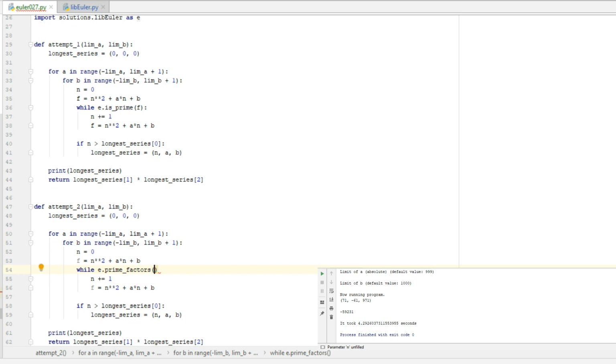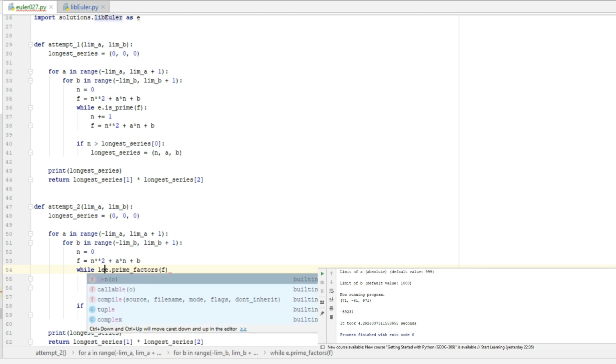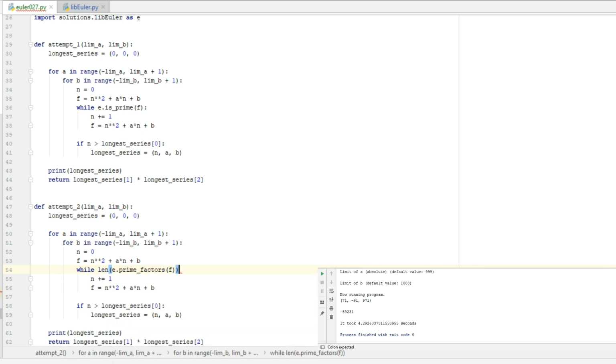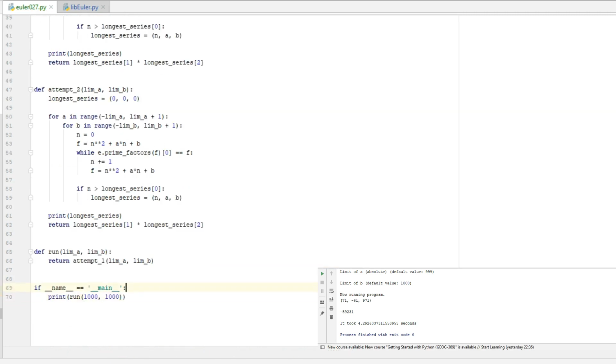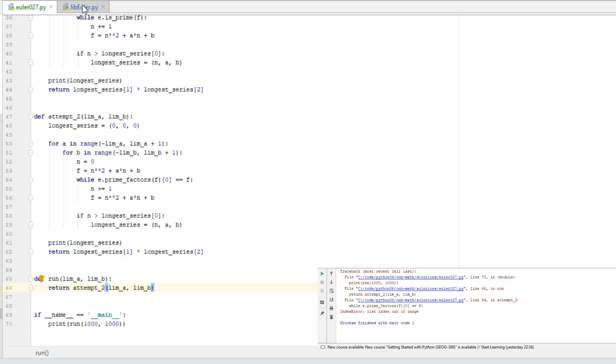Prime factors of f, get the length of this, or in fact don't. Its first prime factor should be equal to itself. That means that this is prime. And now we are going to run this for attempt number 2, and the result will be shockingly slow, I guess. Wait, what does prime factors return? Returns.